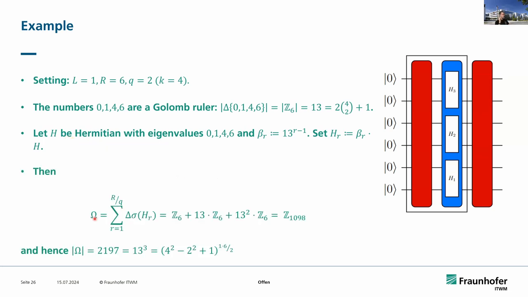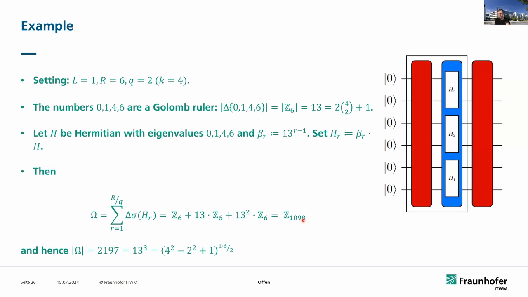Then, okay, again, we plug everything into our formula for the frequency spectrum. We get the set in x6 plus 13 times the set in x6 plus 13 squared times the set in x6. Again, I claim this is a set of index 1098. In this case, we don't get gaps, but if you increase the number k, you get gaps, as you can prove.